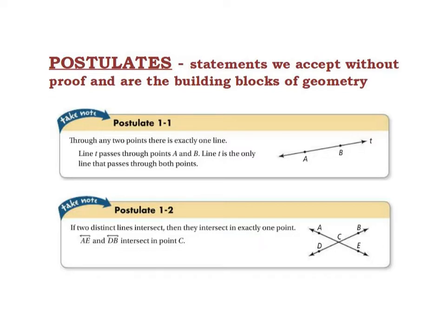There are several here that talk about lines. So through any 2 points, there's exactly one line. It's your classic postulate that you hear from geometry. Through any 2 points, there's exactly one line. Okay, got it. If two distinct lines intersect, they intersect in 1 point. So you can see my two lines intersect at this 1 point C.